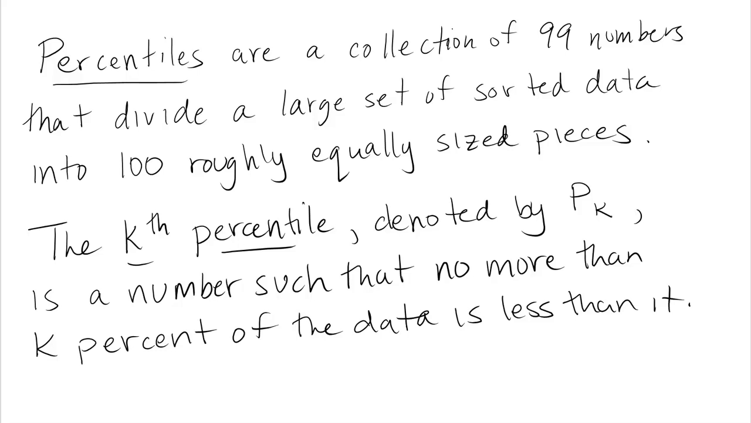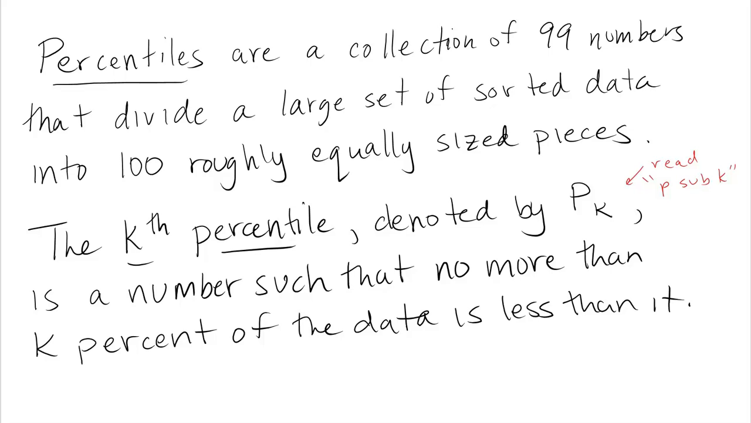The kth percentile, which we denote by P sub k, the way you read this is you say P, then you say sub, because the k is a subscript, and then k. P sub k is a number such that no more than k% of the data is less than it. Ideally, you'd have exactly k% of the data fall below the kth percentile, but sometimes you can't get the exact percentage you're aiming for, and so the rule of thumb is that you can't have more than k%. Up to, but not more than k% of the data falls below your boundary.